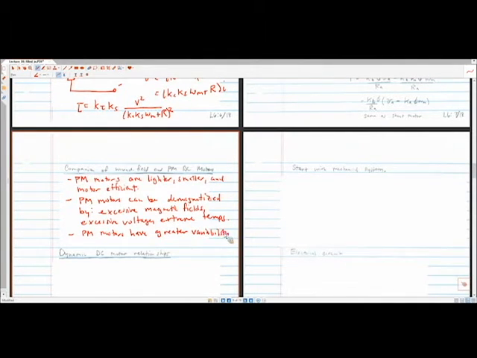Okay, and this is because the permanent magnet source can have some variability in it. It's from the Earth, essentially, right? So it's going to have variability.